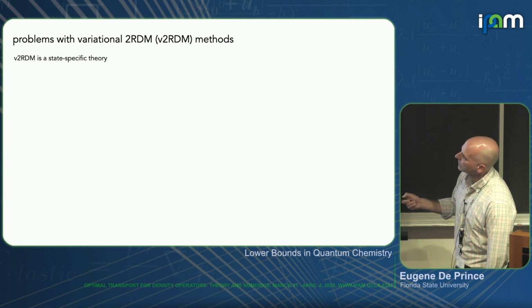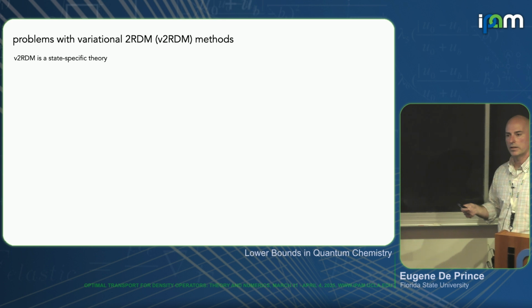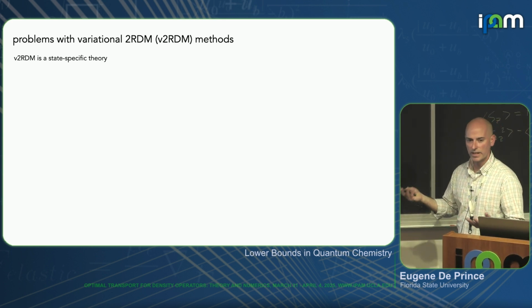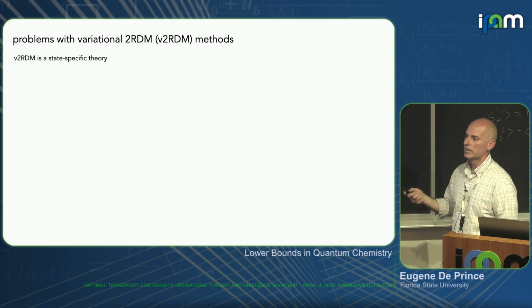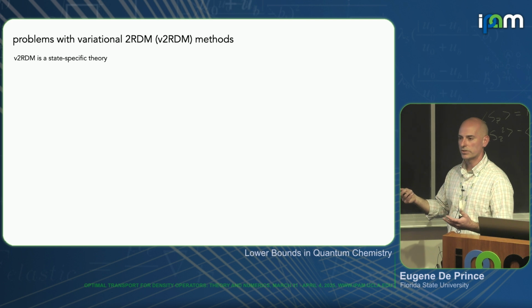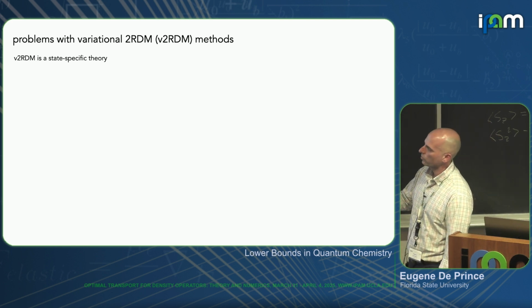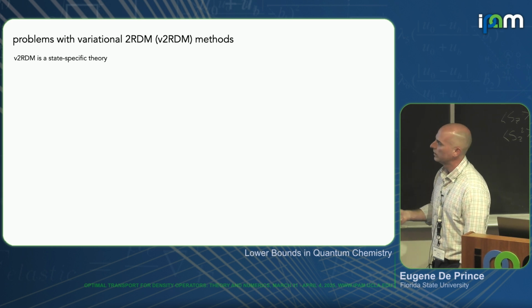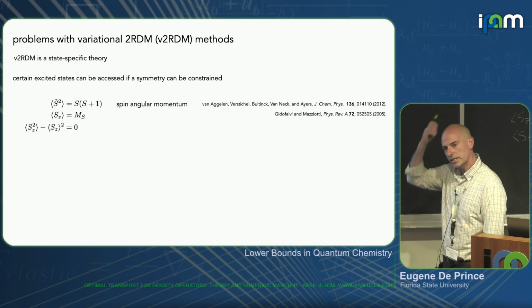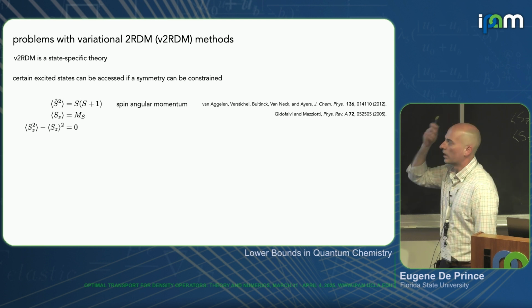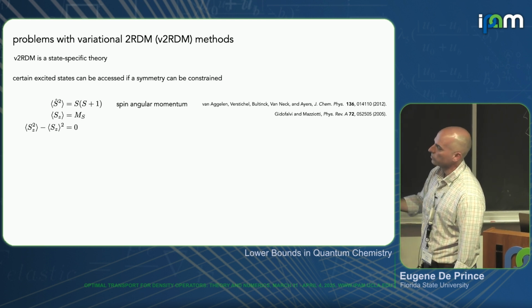The second problem is that, as I described this to you, in the quantum chemistry community a ground state method is nice, but what you really want is to be able to describe ground and excited states. The CASSCF approach I mentioned is generalizable to ground and excited states, but this V2RDM approach is not. It's a state-specific theory. The only way you can get at any kind of excited states is if you have some symmetry that you could constrain, like the spin quantum number that I mentioned a moment ago.